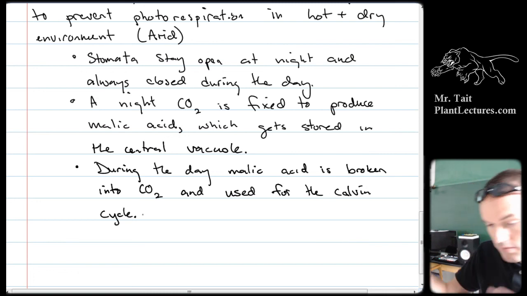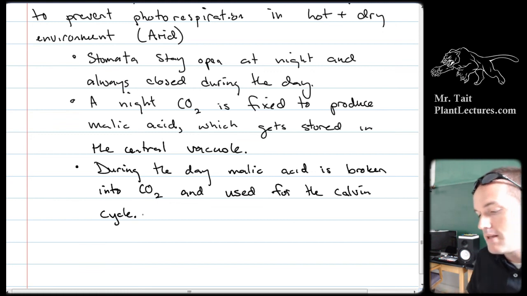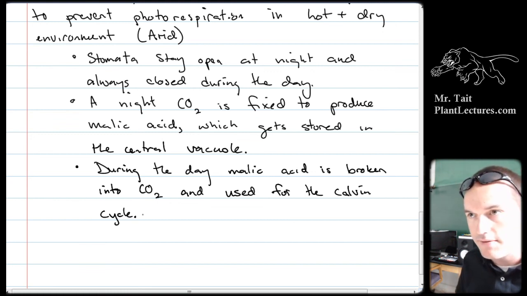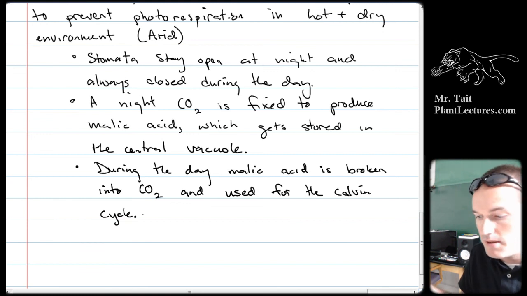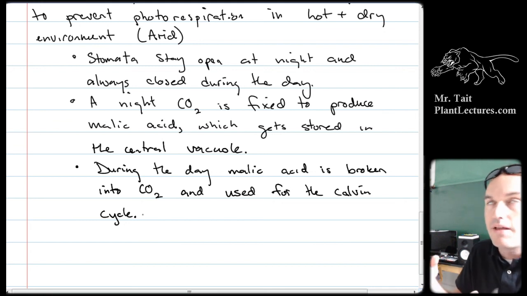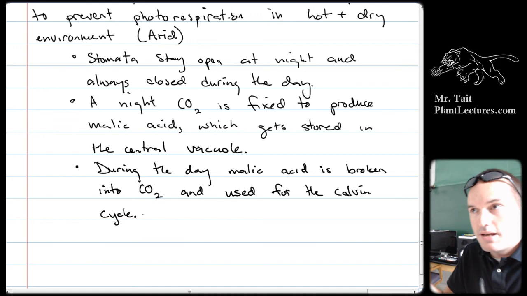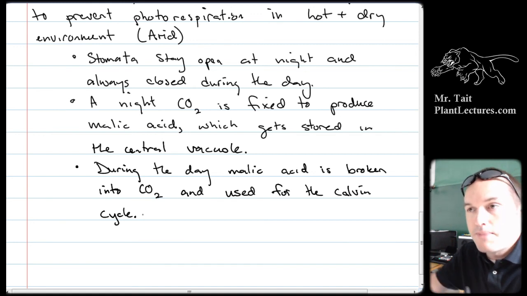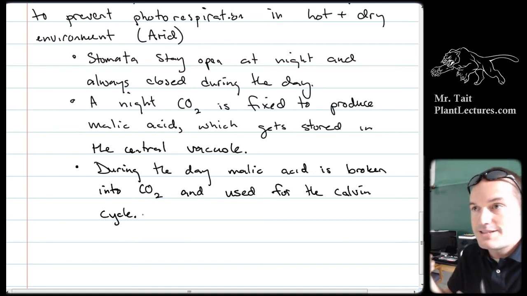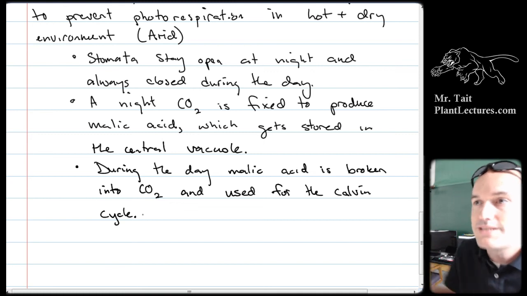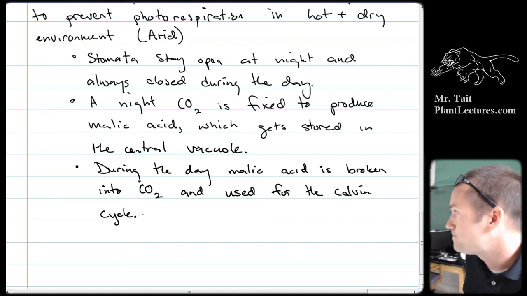Okay, so in CAM photosynthesis, all of the cells are going through the Calvin cycle, just like before, but the difference is they only do it during the daytime. I don't want to say they only do it during the daytime. Most of their energy at night is used to make this malic acid, and then the malic acid is used to be able to continue the Calvin cycle during the day.